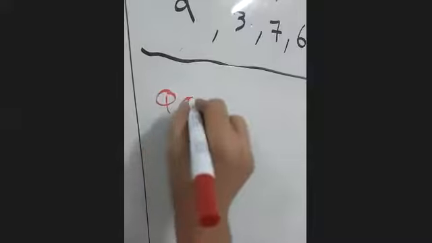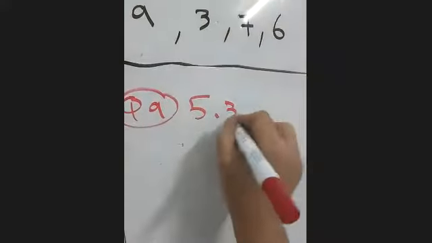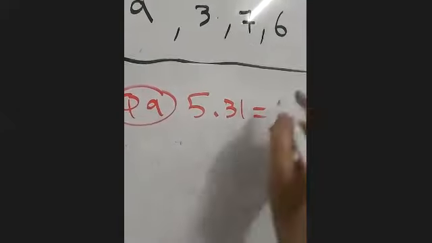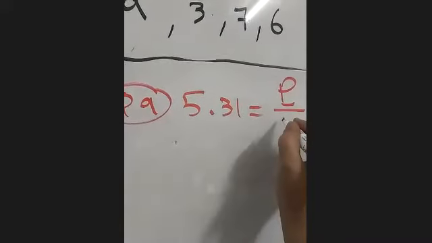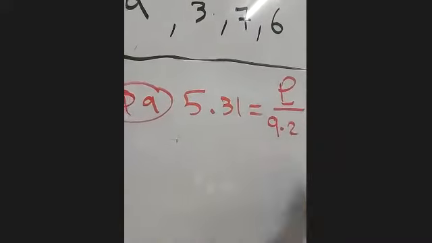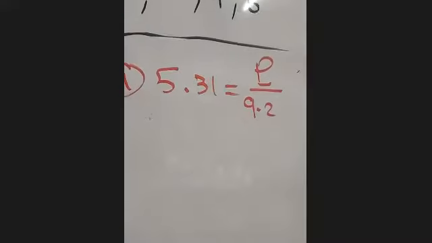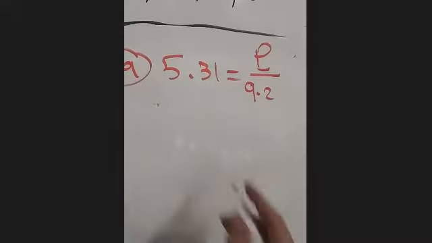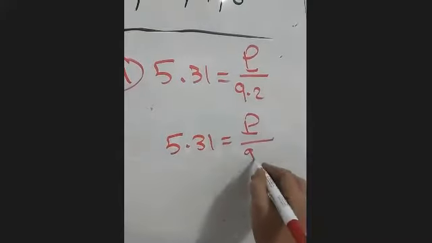5.31 equals P over 9.2. This is a division equation, right? Yeah. What's the first step? Rewrite it again. 5.31 equals P over 9.2.